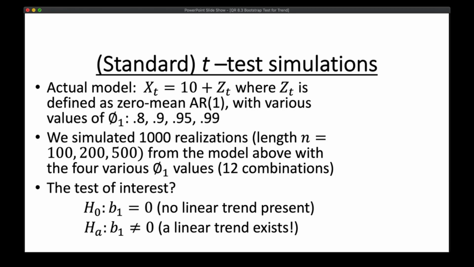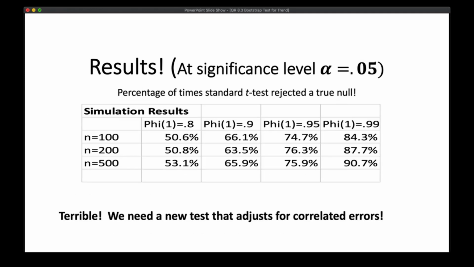And if we're setting our nominal significance level to be 0.05, we hope that our observed significance level is also around 5%. And what did we find? We found that it was terribly high. So we have huge numbers here. We were hoping these values would be around 5%, and they're not. And the closer that the phi1 value gets to the unit circle, the worse it gets.